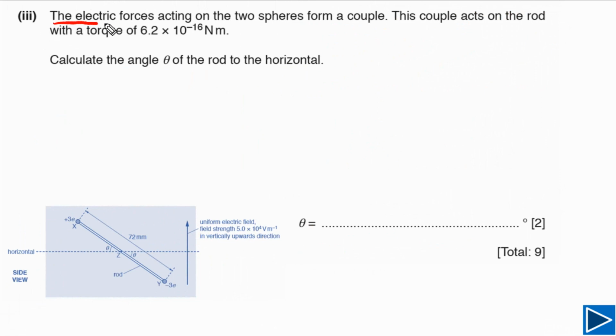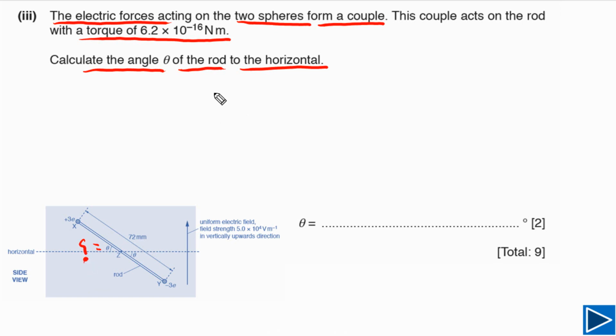For this part, it is given to us that the electric forces acting on the two spheres form a couple, and the magnitude of the torque of the couple is given, that is equal to 6.2 × 10^-16 newton meters. We need to calculate angle theta of the rod to the horizontal, meaning we need to find the value of this angle. But in this question, the hint is given to us: torque of a couple. So we need to use the concept of torque of a couple to answer this question, to find the value of the angle. Let's try to understand this arrangement first, how the forces are acting on this rod.